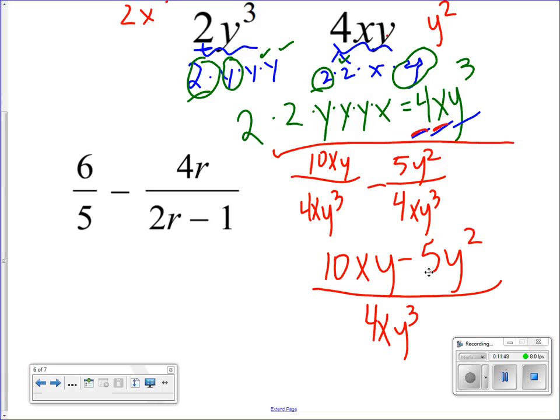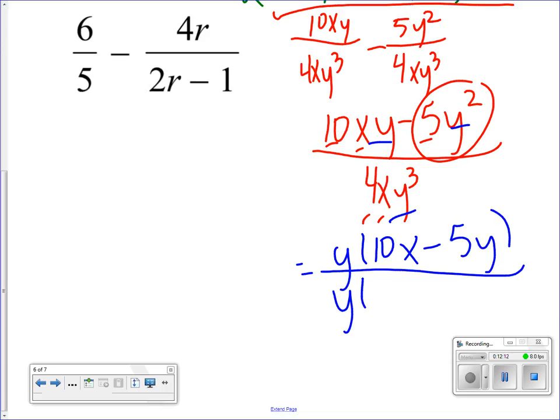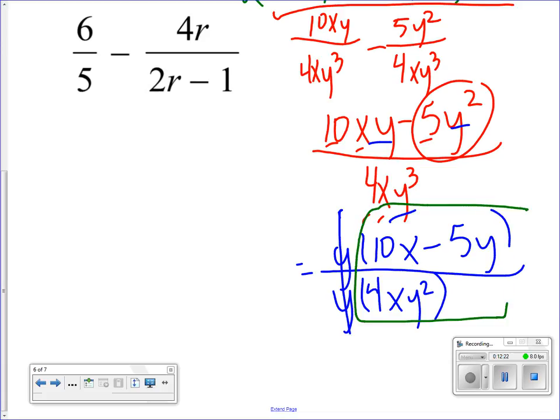Looking for GCF, 10, 5, and 4, there are no GCFs there. There's an x term here and here, but it's not over here, so that's not a GCF. However, all 3 terms do have at least one y factor. So let's factor that out. So that leaves us with 10x minus 5y all over, factor out a y from that term as well. Y divided by y is equal to 1. So the most simplified answer is 10x minus 5y all over 4xy squared. Let's do one more example of subtraction.